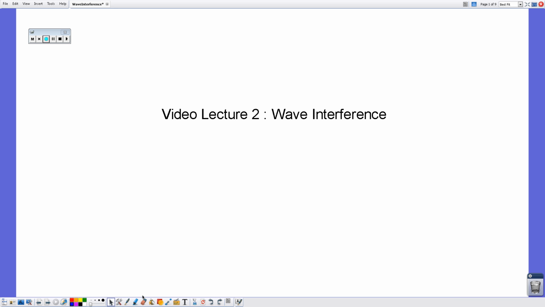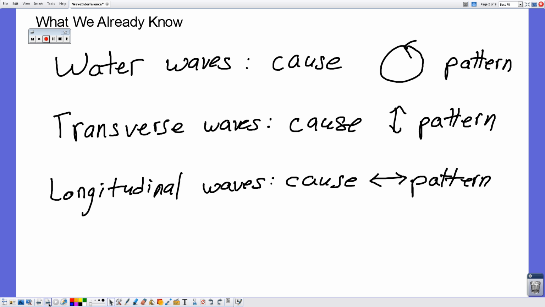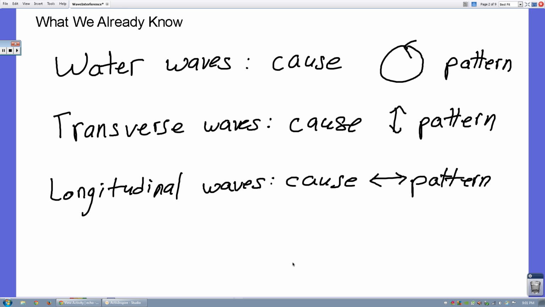So first, a little bit of review of stuff that we went over in class today. What do we already know about waves? Well, we already know that there are 3 types of waves that we generally care about, only 2 of which we're going to deal with in this unit. We have water waves, which cause a circular oscillation. Those are the ones we don't care about. Transverse waves, which cause vertical oscillation, like a vertical spring does, and longitudinal waves, like sound waves, which cause horizontal oscillation, or like a horizontal spring.